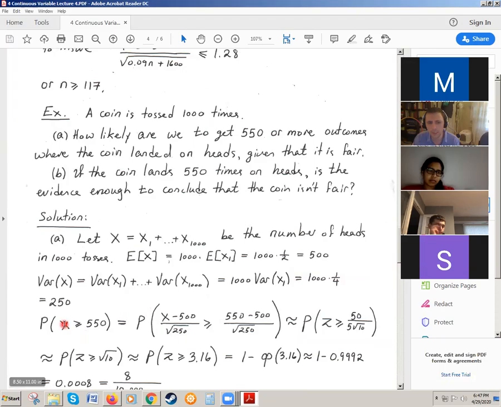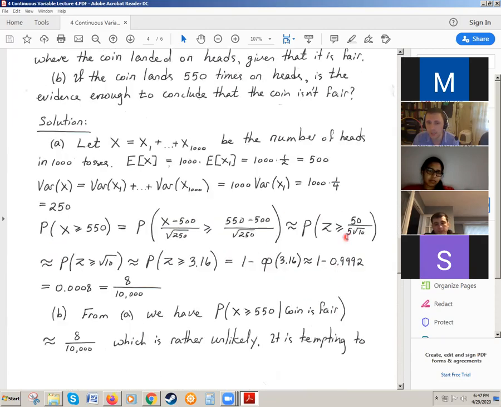And so the probability that x is bigger than or equal to 550, I simply convert to standard normal. I subtract 500, divide by the square root of 250, and I obtain roughly a z-score of 3.16, as Isabella just said in the text. Okay, I just simplify it. It's z bigger than or equal to 3.16, and that can be calculated from the table by asking for 1 minus phi of 3.16.